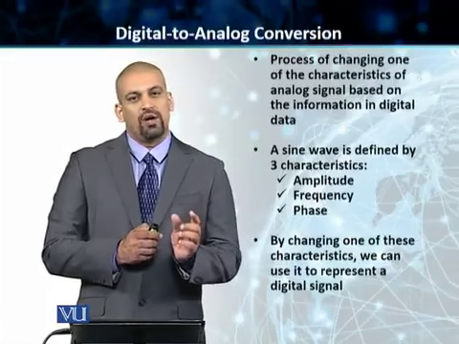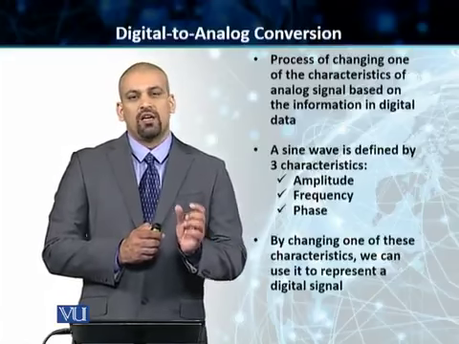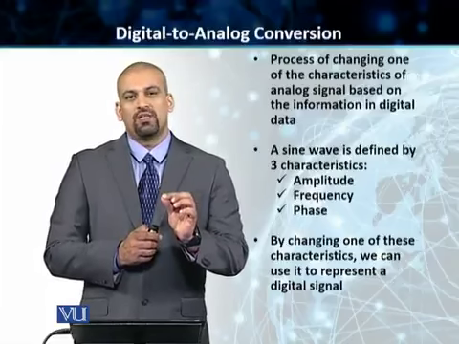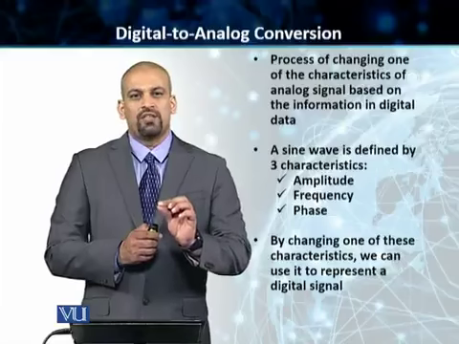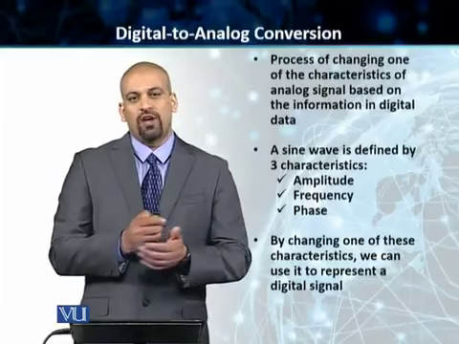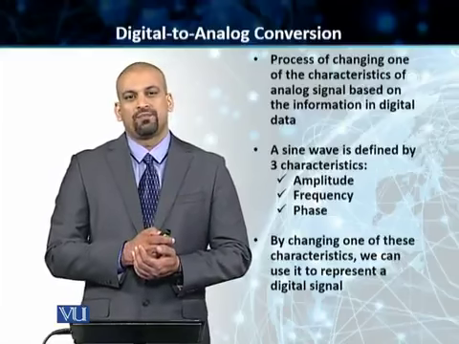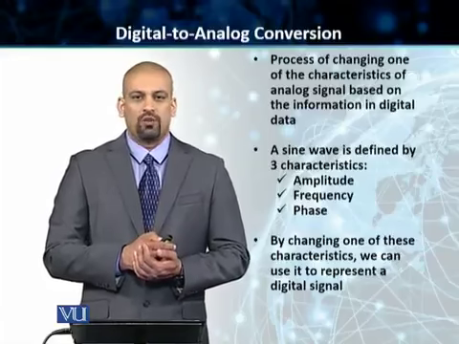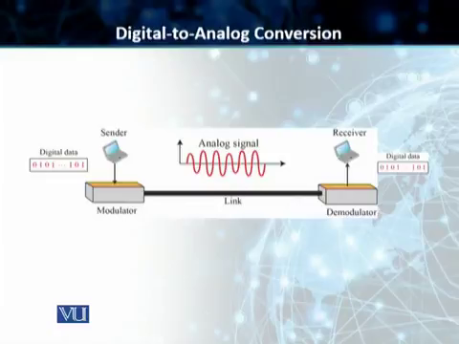The zeros and the ones in the digital data, based on that, we vary the characteristic, either the amplitude or the frequency or the phase of this analog signal or a combination of either of these. And that's what we use for the digital to analog conversion. As you can see on the slide, a very simple slide that represents the basic concept of digital to analog conversion. We have got a digital data and we have got a modulator.